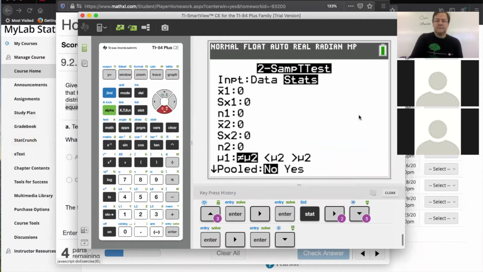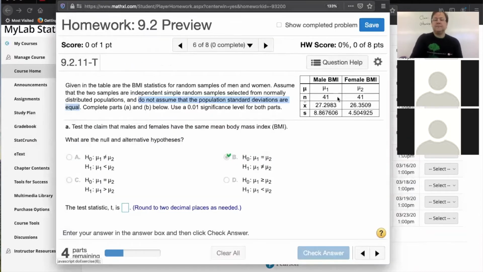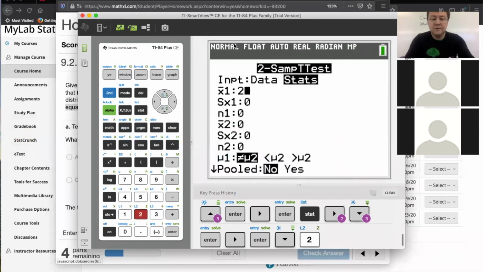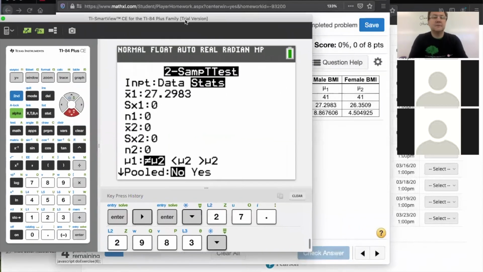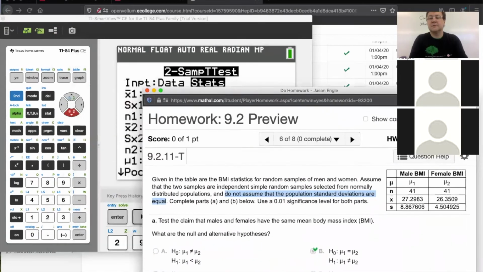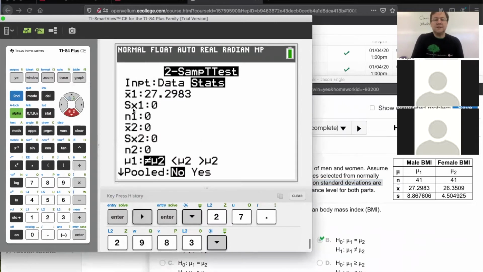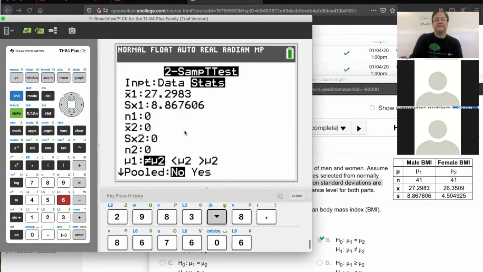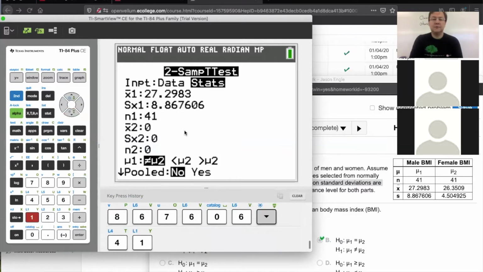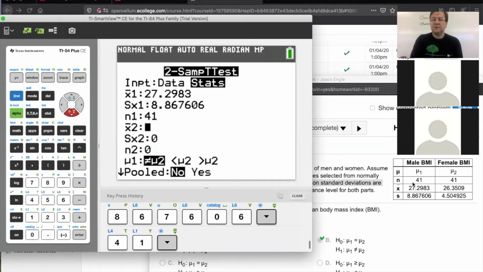And x1 bar is right there, 27.2983. The sample standard deviation for the first sample is right here. That's 8.867606. And the sample size? It's 41. Do you see it? That's also found on the table. So n is the sample size.